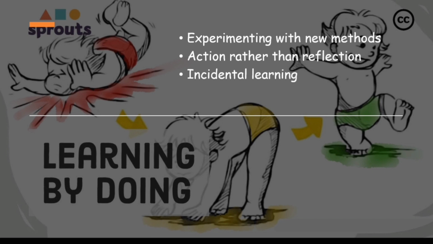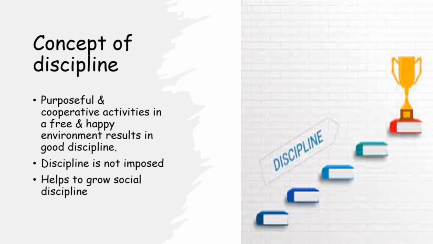Next comes the concept of discipline. First point says purposeful and cooperative activities in a free and happy environment result in good discipline. So the pragmatists believe that purposeful and cooperative activities which are carried on in a free and happy environment help to create virtues like tolerance, mutual respect, self-control, initiative and originality in children, and that ultimately results in good discipline.